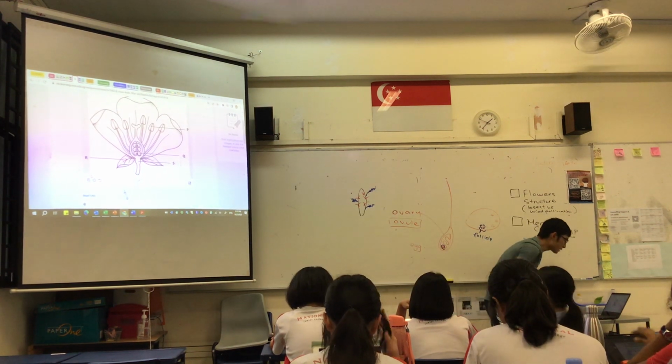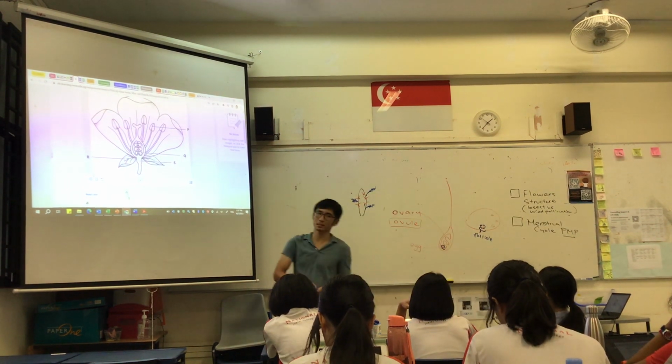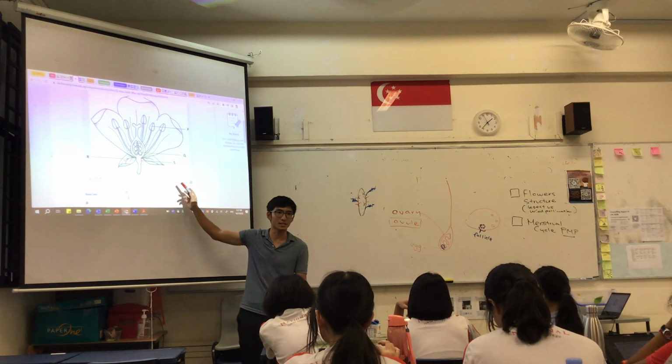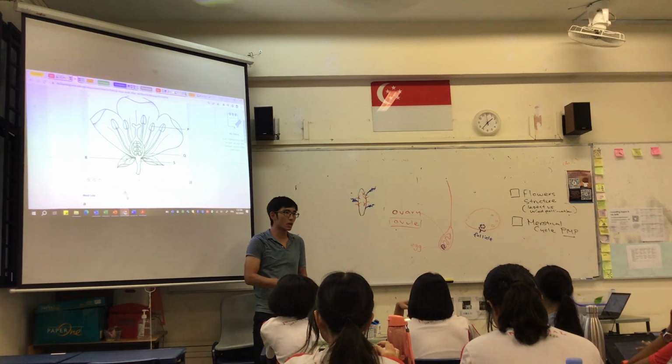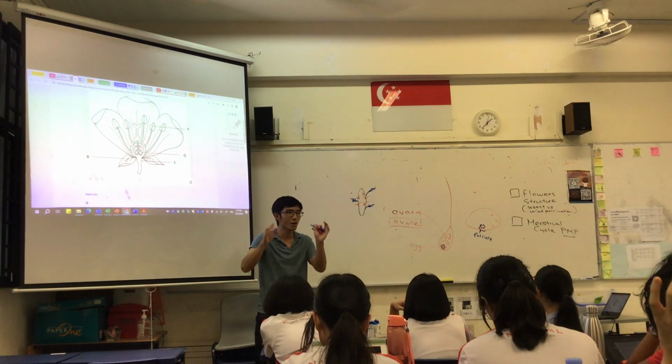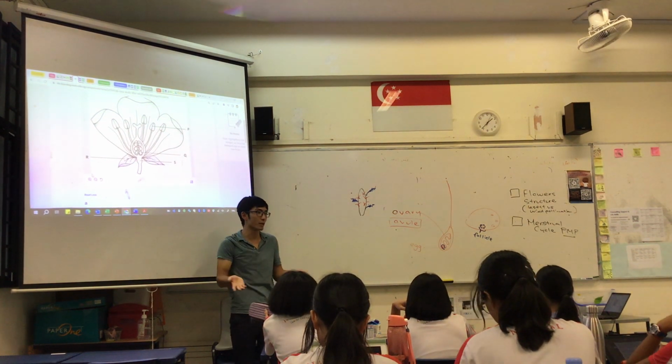Okay, what is S? What is S? S, I believe, you cannot find the answer. S is the receptacle. Yeah? Receptacle holds all the flower parts together. And as you observed yesterday, cut off the receptacle, all the layers want to fall off already.